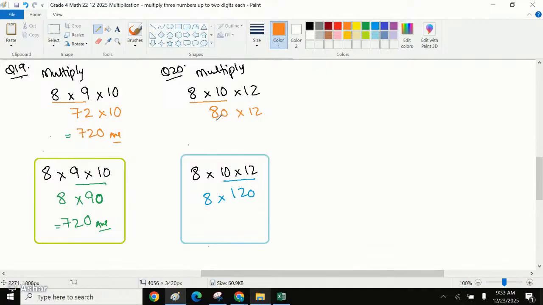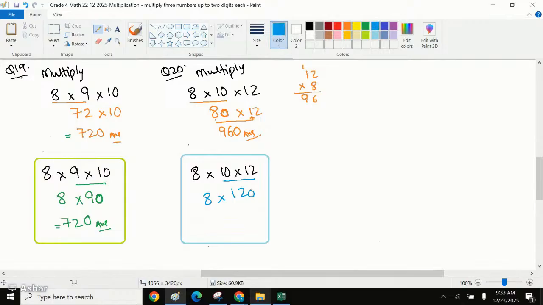So if it says 80 multiplied by 12, we can do 8 multiplied by 12 and we can add a 0 at the end, right? So 12 multiplied by 8. 8 times 2 is 16 and we carry 1. 8 times 1 is 8 plus 1 is 9. So we can say 96 and we bring down the 0. That means 960. It's okay. Very good guess. It's a close guess.